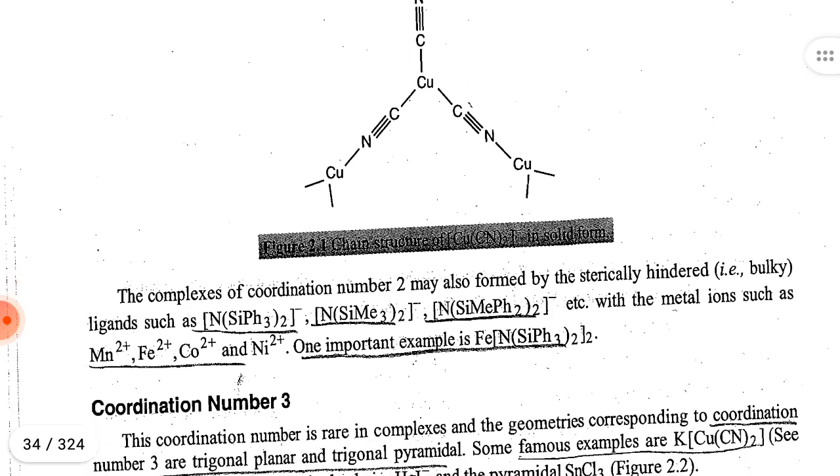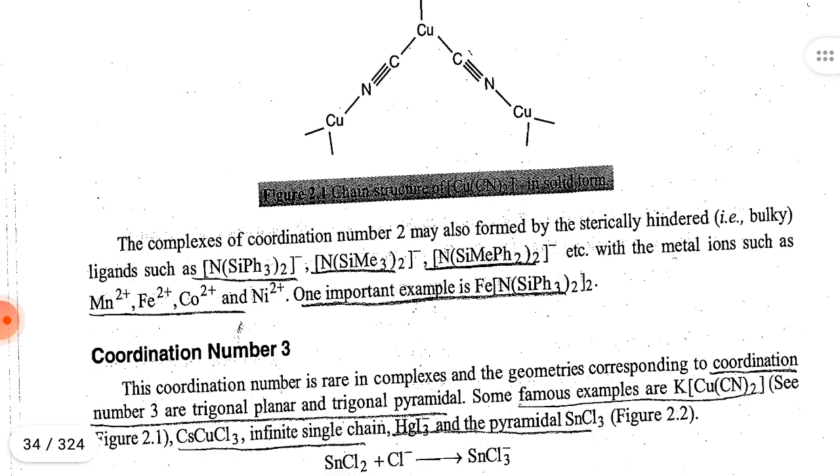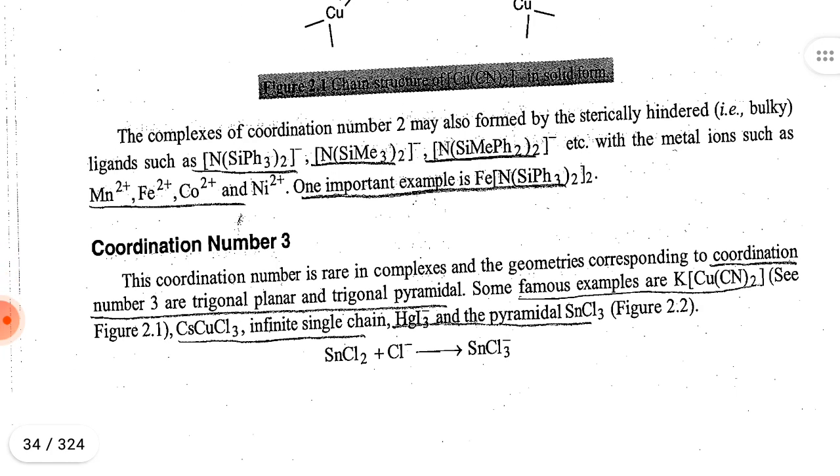Complexes of coordination number 2 may also form with sterically hindered, that is bulky, ligands such as N(SiPh3)2, N(SiMe3)2-, N(SiMePh2)2, etc., with metal ions such as Mn2+, Fe2+, Co2+ and Ni2+. One important example is Fe[N(SiPh3)2]2.